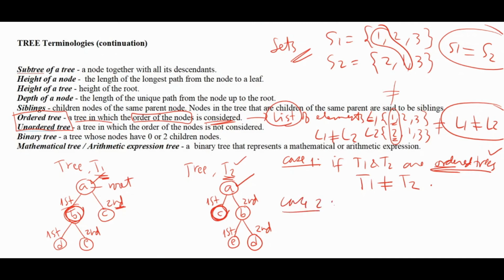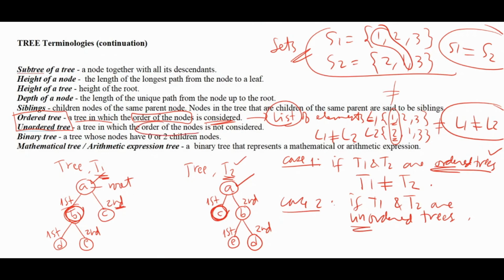For case 2, that is, if T1 and T2 are unordered trees, just like sets, this principle here: an unordered tree is what? A tree in which the order of the nodes is not considered. So it doesn't matter if they have the same first child, second child, as long as they have the same children, right? So checking for case 2, if these are equal or the same unordered trees, we start with the root. A is the root here in T1. A is the root in T2.